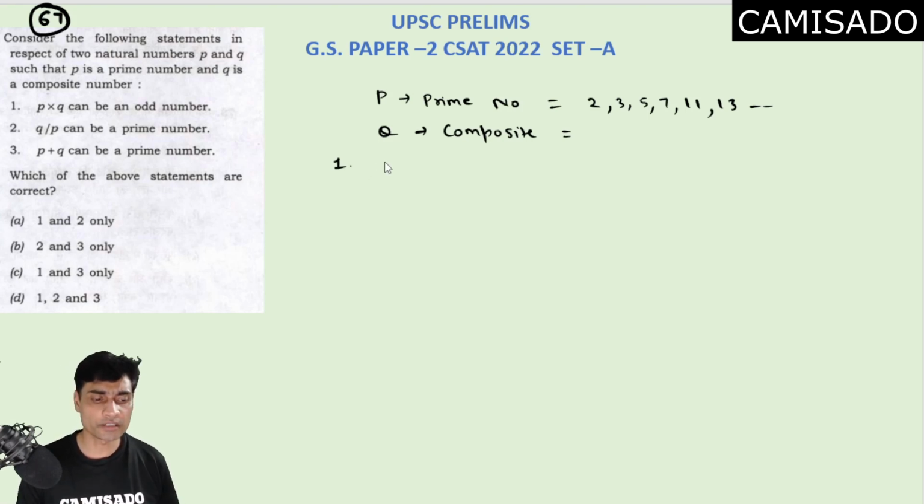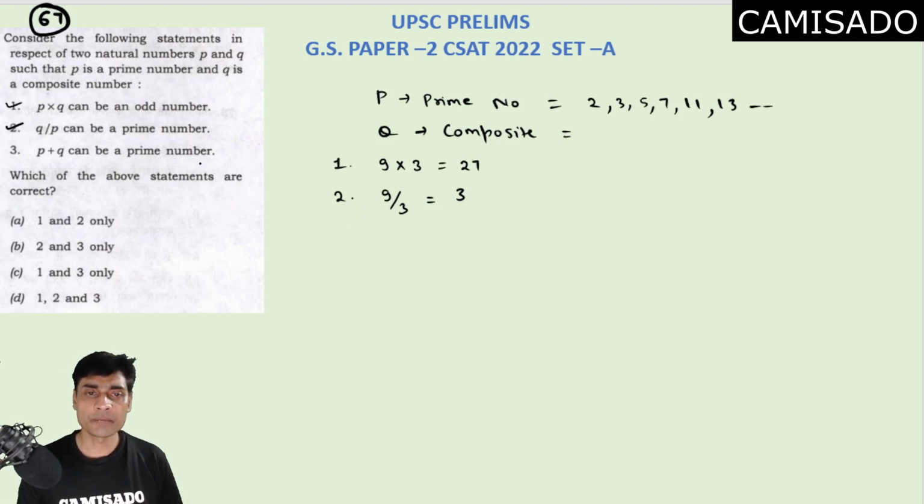Suppose 9 is a number which is composite, and 3 is a number which is prime, and 9 times 3 is 27, which is an odd number, so it is possible. Again, the second part: Q upon P can be a prime number. Definitely, 9 upon 3 we will get 3, again a prime number, so the second statement also follows, it is also true.